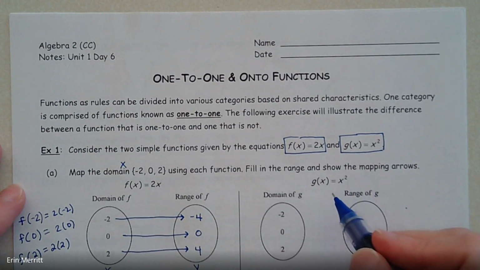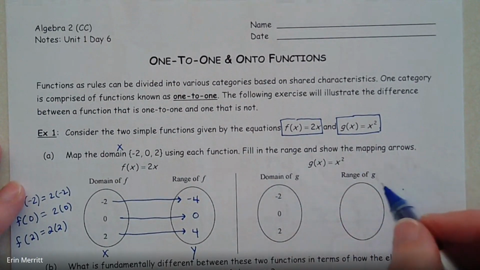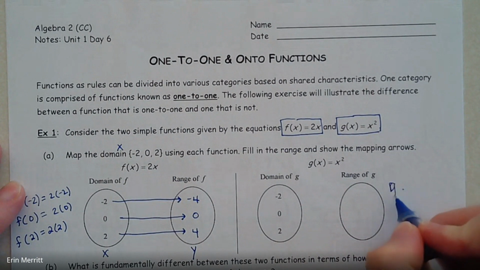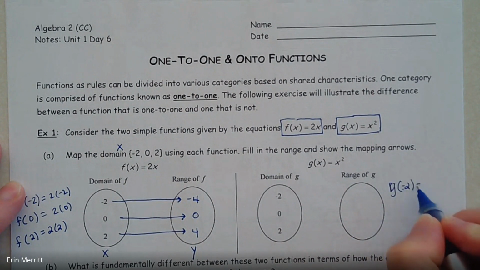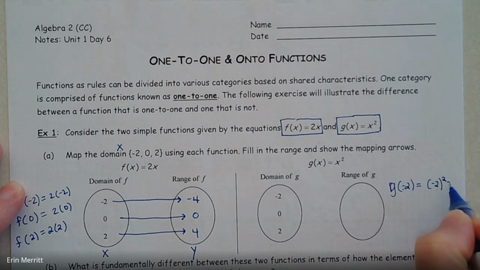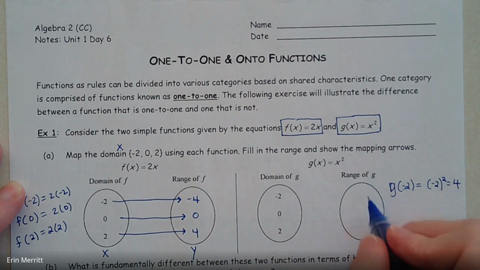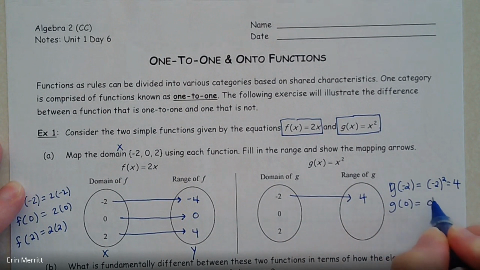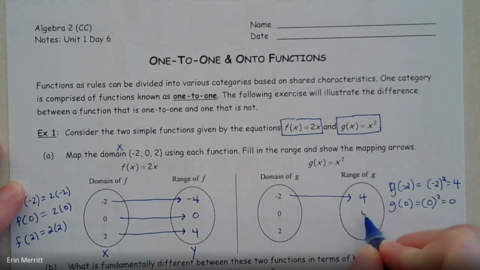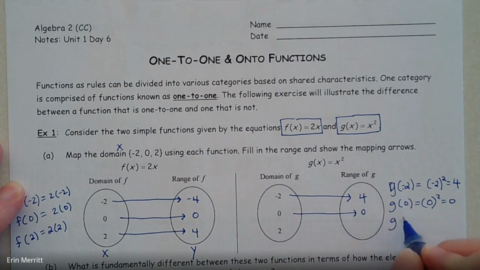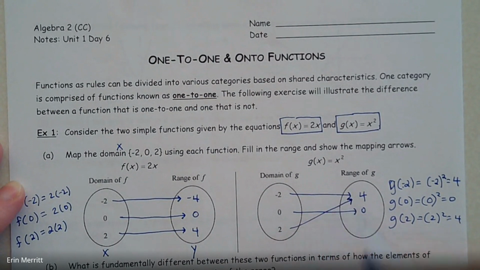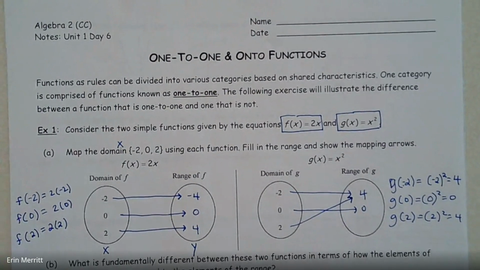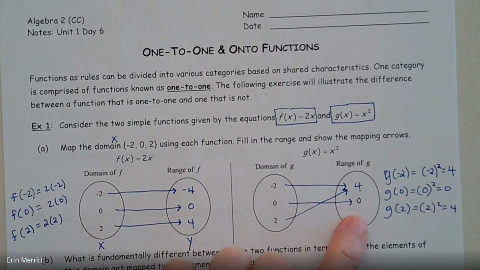If we do the same thing over here for g of x, plug in -2 into the g of x function, which means we're plugging in -2 and squaring it. That's going to come out to be +4. Plug in 0. So 0 squared will kick out 0. And then if we plug in +2, square it, that's going to also give us +4. So two different types of functions here. We've got a linear, we've got a quadratic.